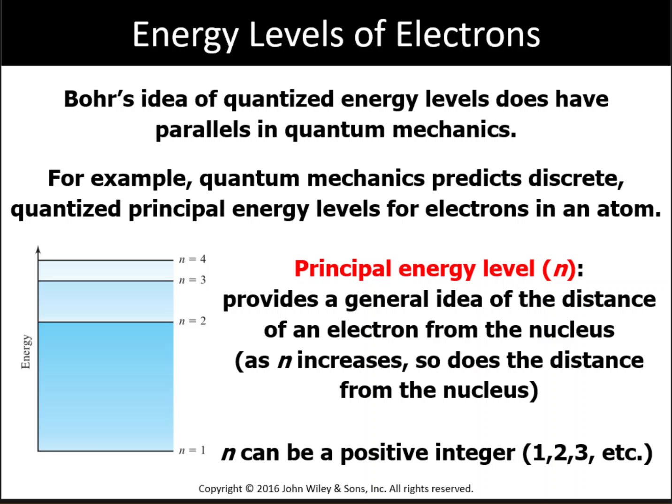Now, energy levels, we show them with N. And as I said, the energy level N equals 1 is going to be the ground state. This is the energy level closest to the nucleus, and it has the lowest energy. So N equals 2, N equals 3 and 4. As you get further away from the nucleus, the energy increases.